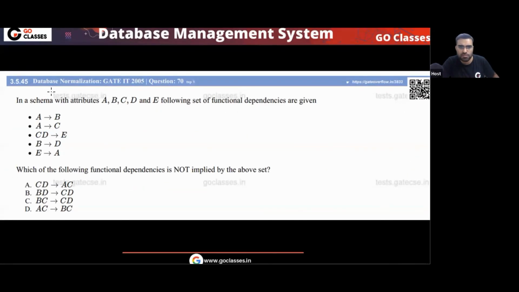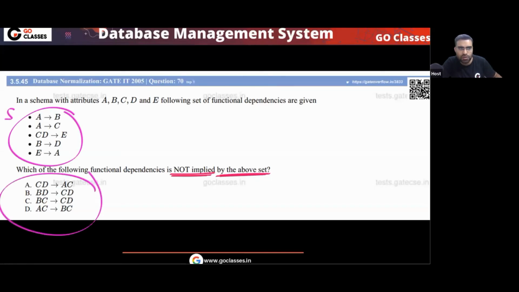Now let's solve this question. This is GATE IT 2005 question. In a schema with attributes A, B, C, D, E, the following set of functional dependencies are given to you. Which of the following functional dependencies is not implied by the above set? Let's call this set S. So which of the following functional dependencies is not implied by this S?